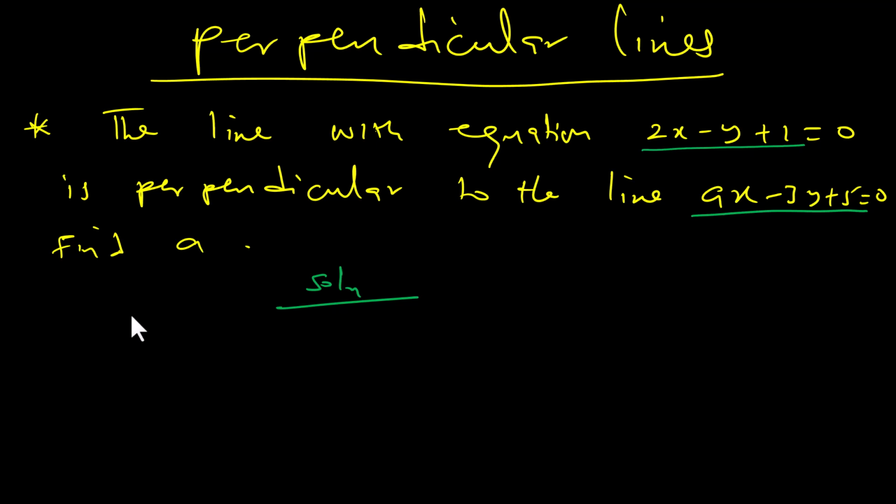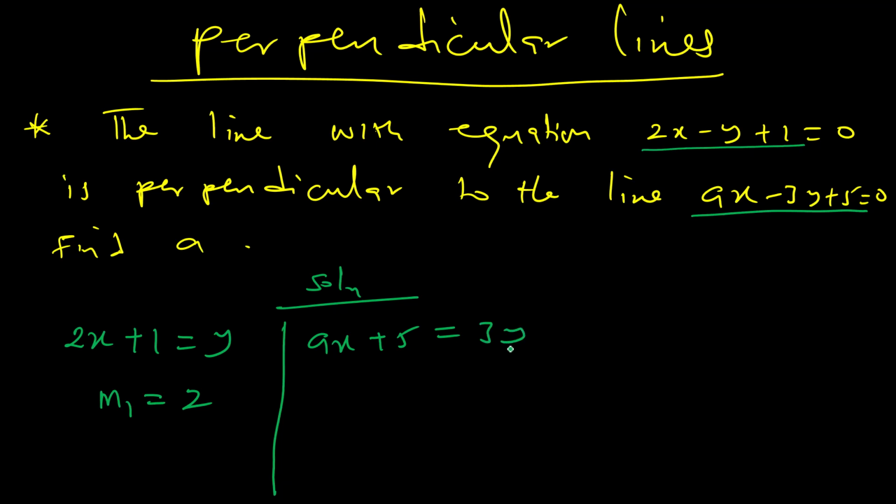So from the first line, you can say 2x plus 1 equals y. Therefore my M1, that is my first gradient, is 2. As simple as that. You have to make y the subject here. Let's go for M2. Let's make y the subject here. So I'll keep ax plus 5 and send the minus 3y to the other side. So divide 2 by 3, I'll get a over 3 x plus 5 on 3 equals y.